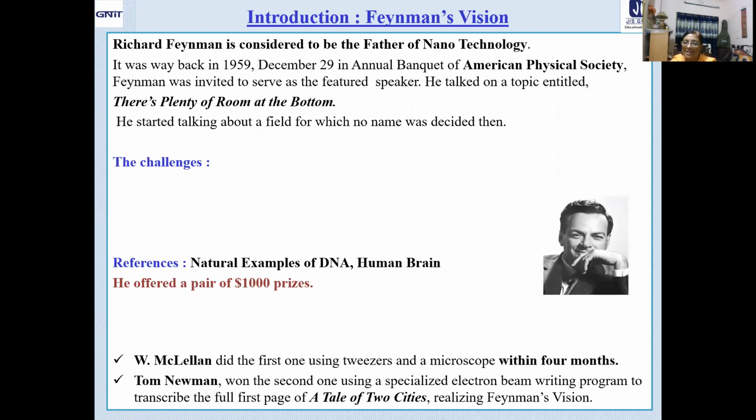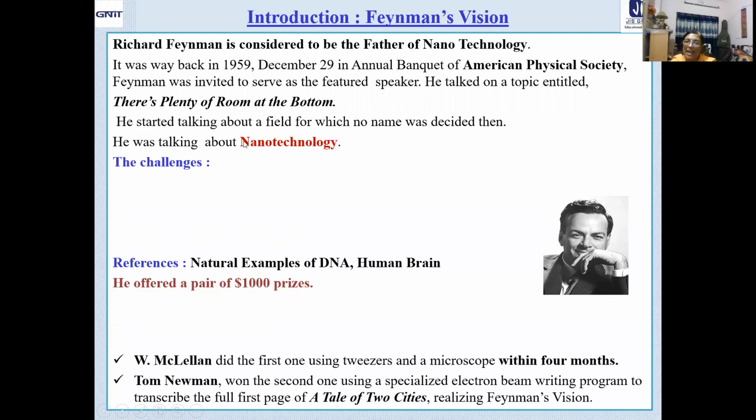Actually, he is in Einstein's picture. This is how he started talking about nanotechnology. So he started talking about nanotechnology in the form of the possibilities of small objects. How small? It is in the atomic scale.